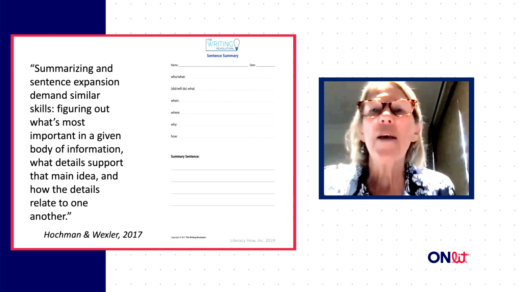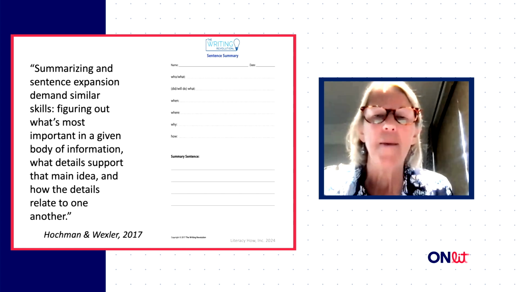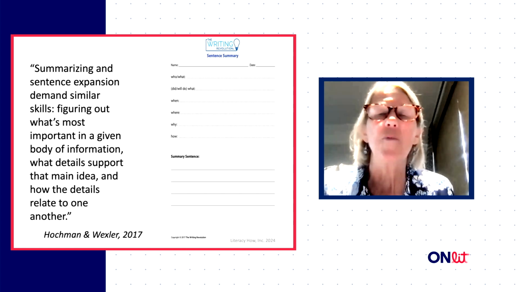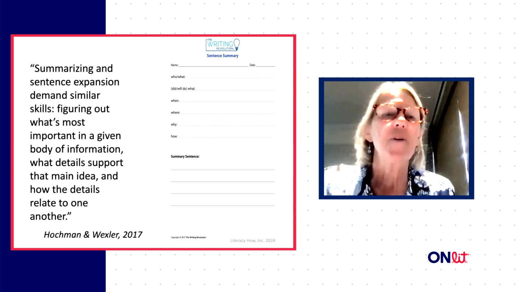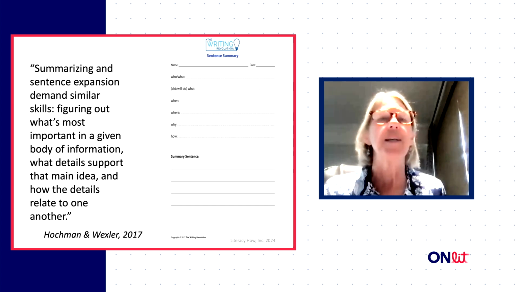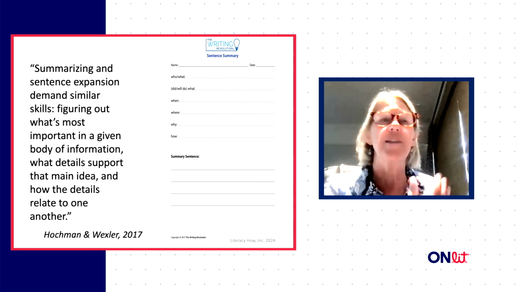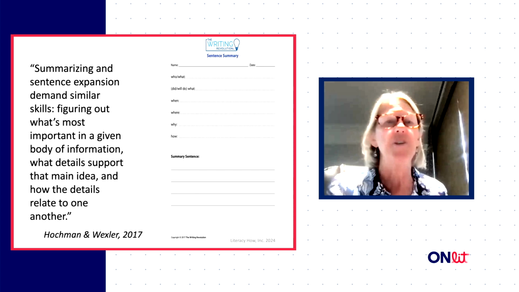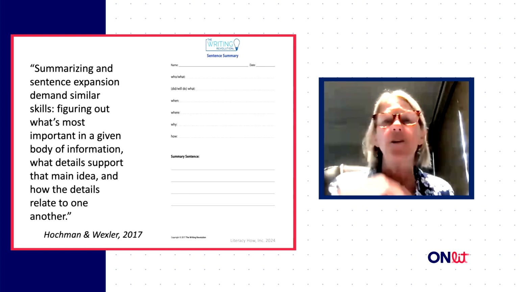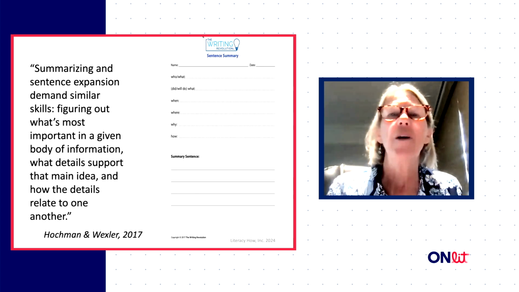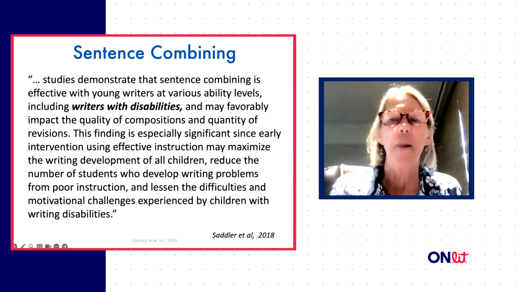And you all have seen this template from The Writing Revolution. It's a wonderful way to get students to write their summaries. So this is a quote from Hochman and Wexler's book, The Writing Revolution, talking about the fact that summarizing and sentence expansion actually demand similar skills to what I just showed you with, for example, the just statement. And this is a great graphic organizer for having the students practice writing those summary sentences.